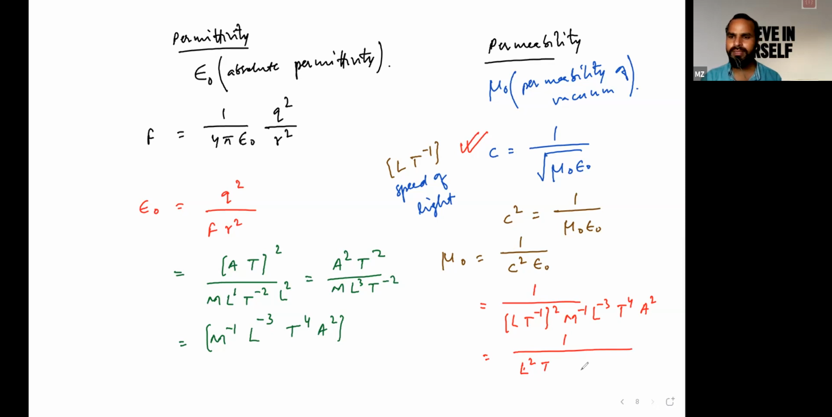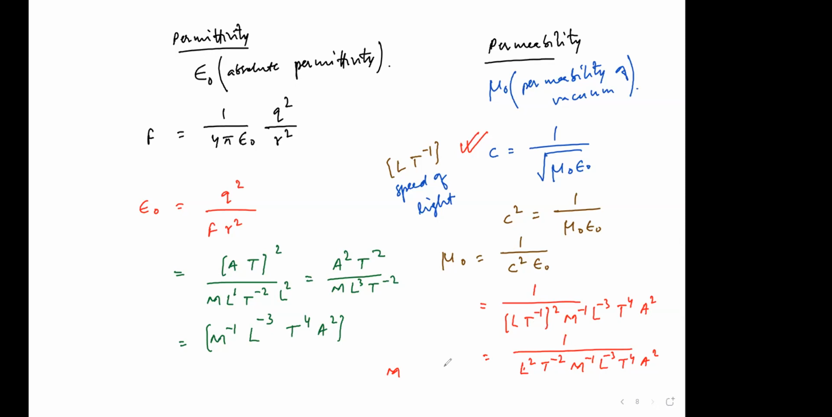There is some mistake, Alan. Just see, T to the power minus 2, L to the power minus 1, L to the power minus 3, T to the power plus 4, A to the power 2. We have only one M, so bring it to the numerator, so it will become M to the power plus 1. We have L to the power minus 3 here, and L to the power plus 2 here. Since we have c squared, just square this whole part, so it will be L to the power 2 and T raised to the power 2. Is it clear, Alan? Yes, done, sir.